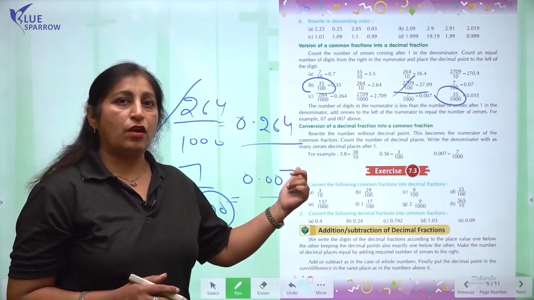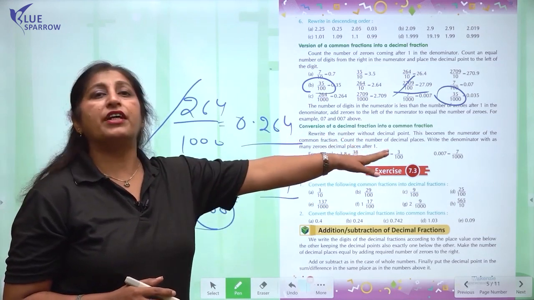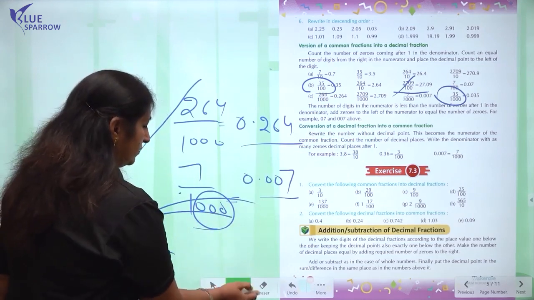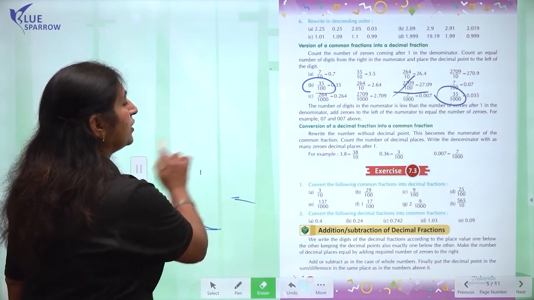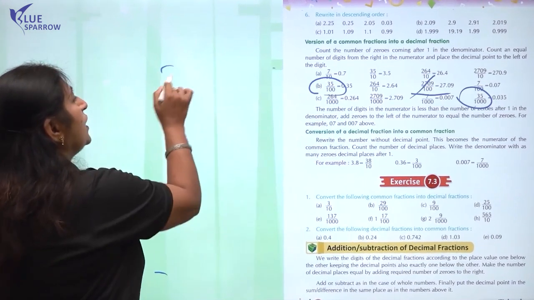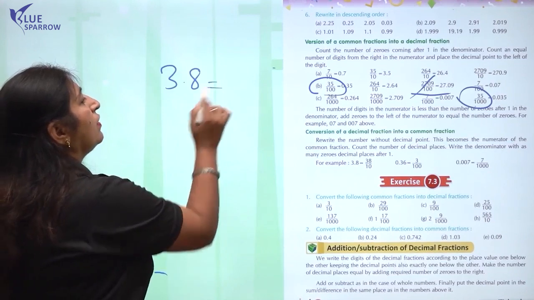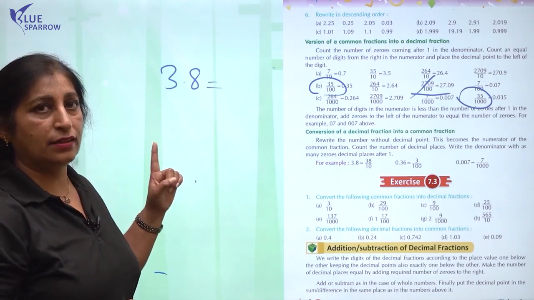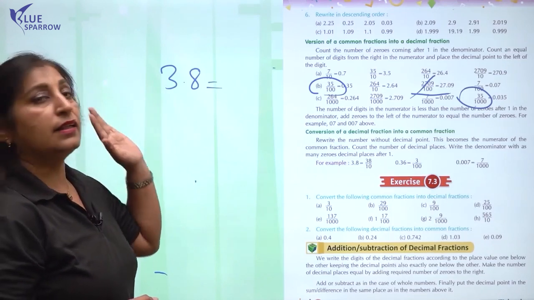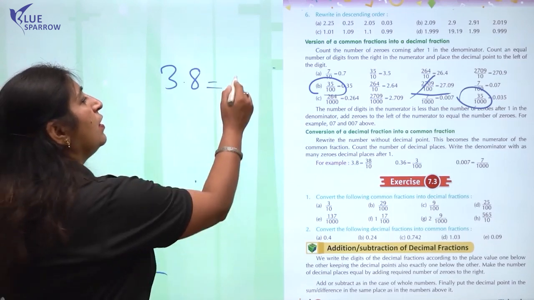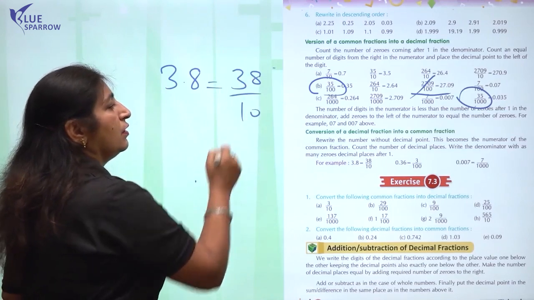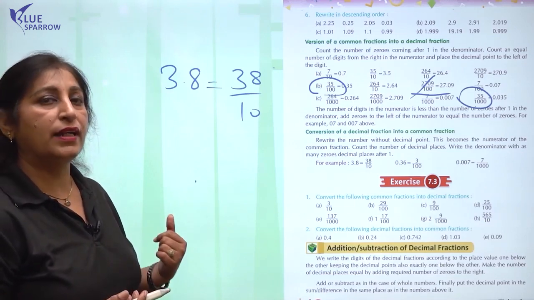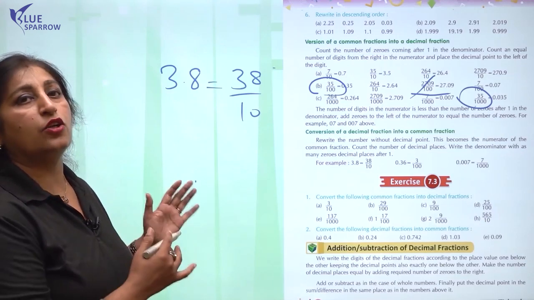Now let's do the next topic, that is conversion of decimal fraction into common fraction. Suppose the number is 3.8. 3.8 is to be converted into common fraction. You can see over here the decimal part contains only 1 digit. It means it is at tenth place, so it would be divided by 10. So just count the decimal places and write the number of zeros with 1 in the denominator.